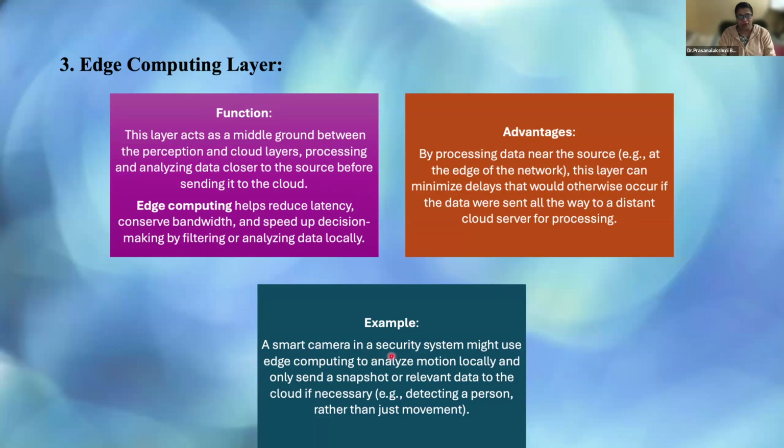Okay. A smart camera in a security system might use edge computing to analyze the motion locally, and finally the shot will be sent to the cloud. So the cloud will not get updated every time. Instead, your cloud will get updated with the data once, when the motion is detected by the sensor in the local platform. So from the local platform only, the snapshot of the moving person will be sent to the cloud for further processing.